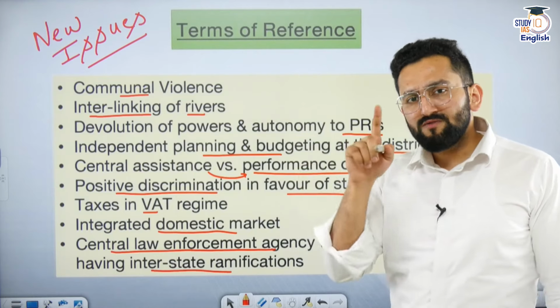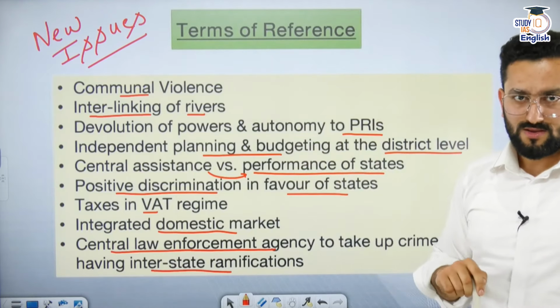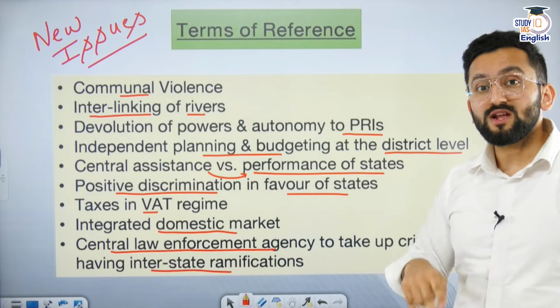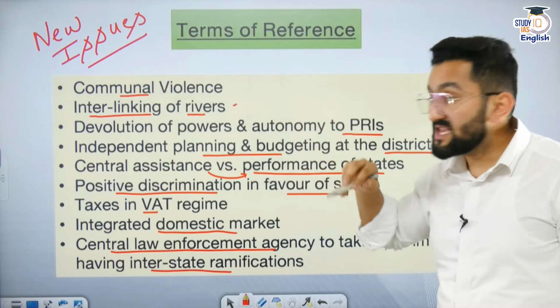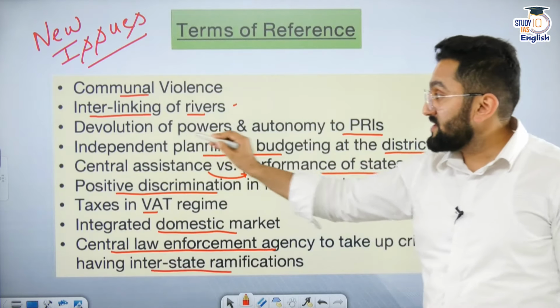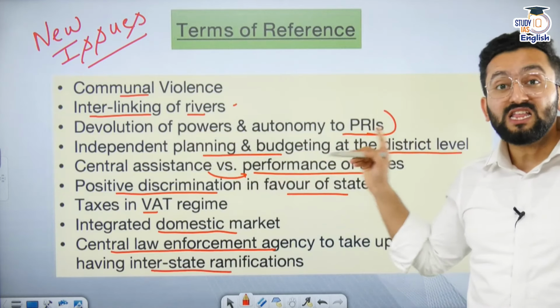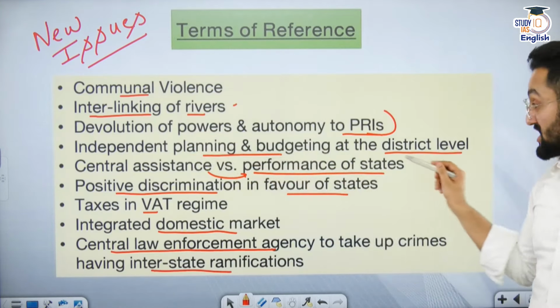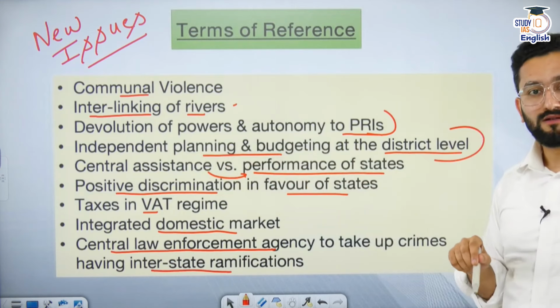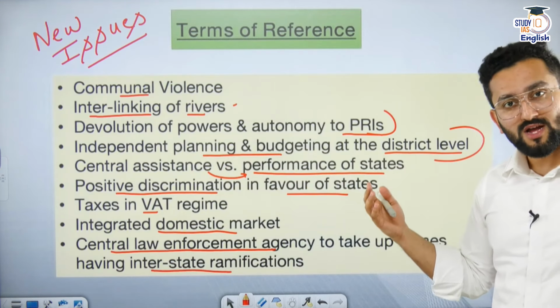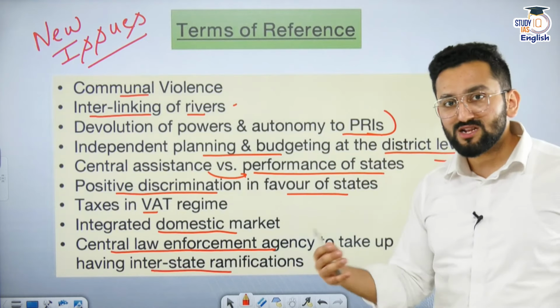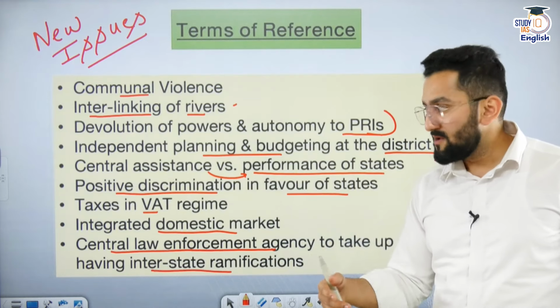Now here they discussed, we need to discuss the issue of communal violence, meaning how center and state should coordinate on these issues. Interlinking of rivers. Devolution of powers and autonomy to Panchayati Raj institutions, right? Independent planning and budgeting at district level. Don't you think these are important issues, right? For development on the ground and how center and state should play their role.